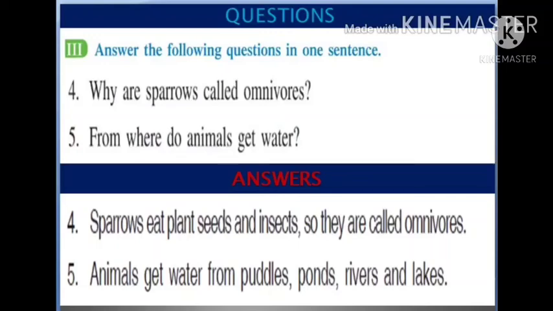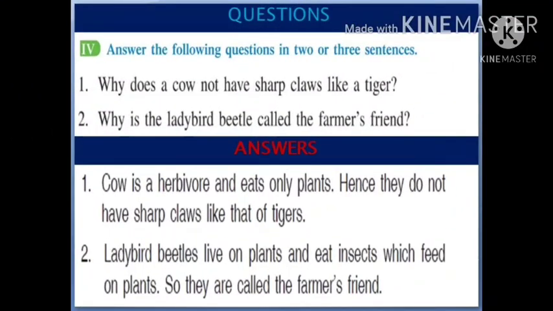Fifth, from where do animals get water? Answer: animals get water from puddles, ponds, rivers and lakes. So the animals also drink water like us. From where do they get water? From the puddles, ponds, rivers and the lakes. Question number 4. Answer the following questions in 2 or 3 sentences.